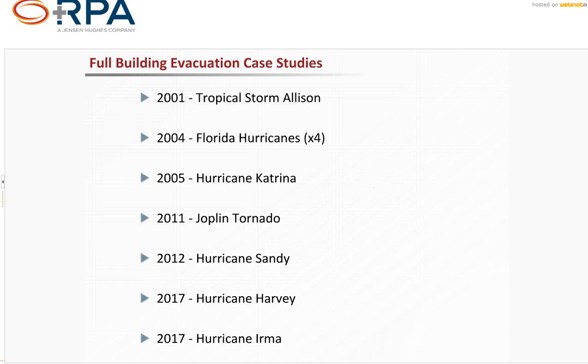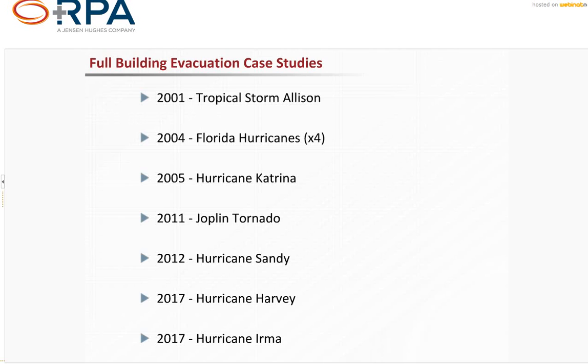However, we've seen in many different situations, like this list of case studies, that it has happened. Many of these were larger storms, hurricanes, tornadoes, things like that, that forced us to evacuate. But it's not always these large tropical events that force us to evacuate. Typically, a lot of it is forced by the central services tied to our building that force us to leave.